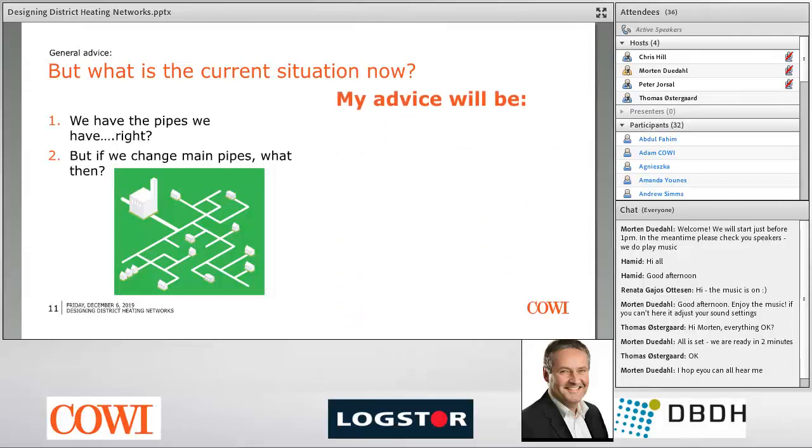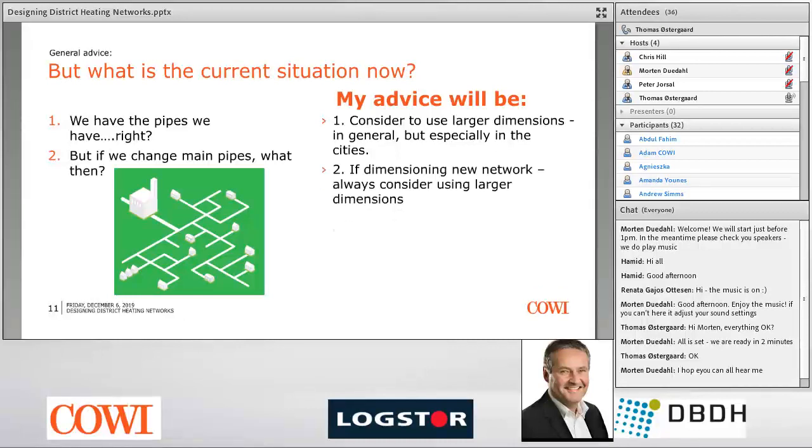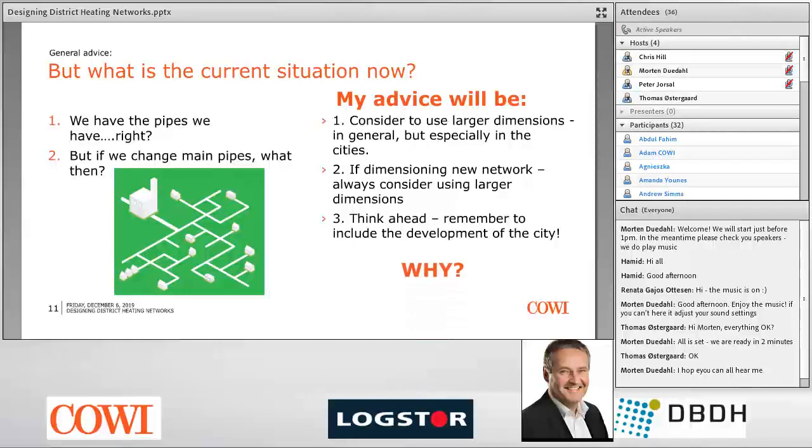I would say my advice will be: consider using larger dimensions in general, but especially in the cities. Also, if dimensioning a new network, always consider using larger dimensions. We have to go down in temperatures, and that requires bigger dimensions. And think ahead. Remember to include all the developments in the cities and so on. And then, why?